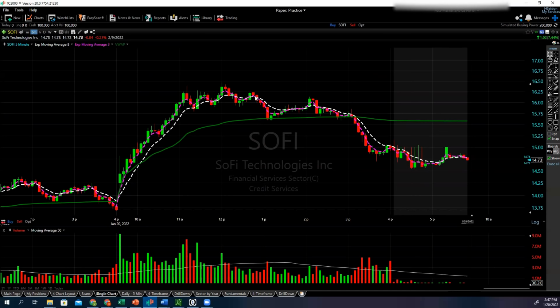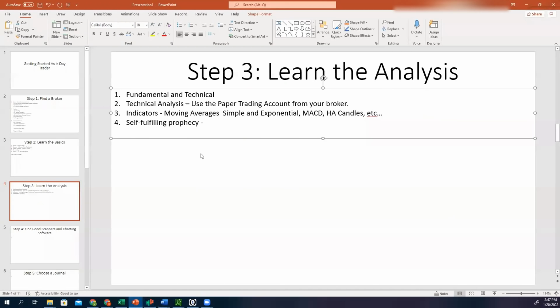Bought here, sold there, all the way down. Bought here, sold there. So if you even automated this, that would work out, right? Doesn't always work out like that, by the way. But use paper trading to get a handle on these techniques. You need to know technical analysis. It is the foundation of what you will use as a professional full-time trader.